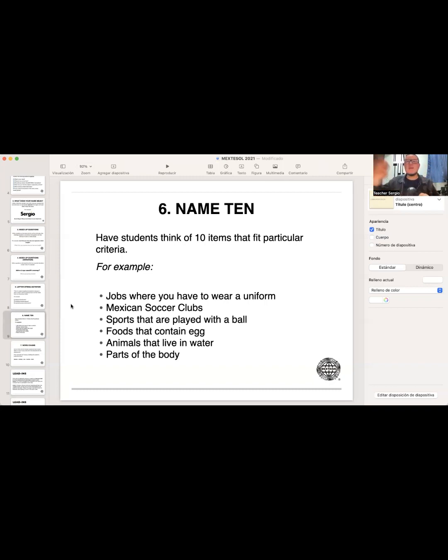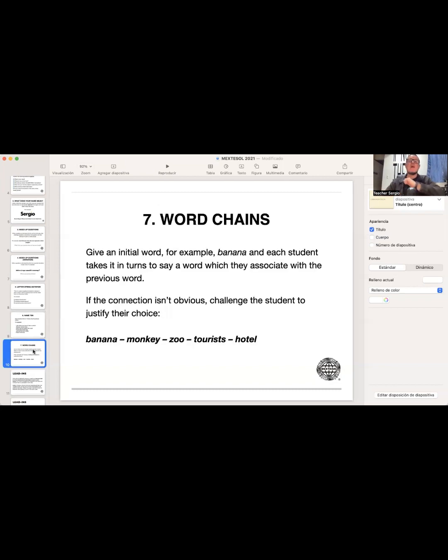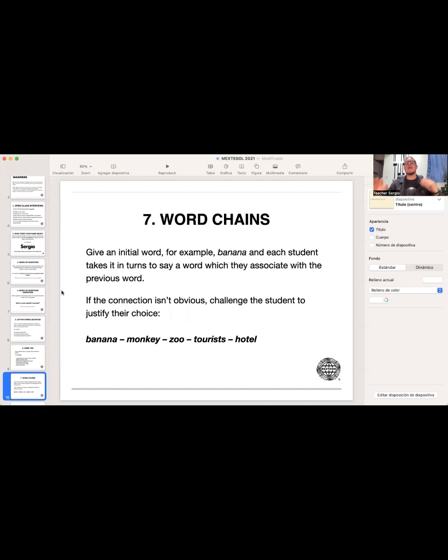Name 10 Mexican soccer clubs, and they start by saying in open class and out loud. Okay, Puma, Chivas, America, León, whatever. Tell me, I don't know, animals that live in water. Well, jellyfish, whale, shark, dolphin, blah, blah, blah, like that. And once you finish, again, you're done. Good? Now, my friend, this is my last recommendation or my last activity for a warmer.